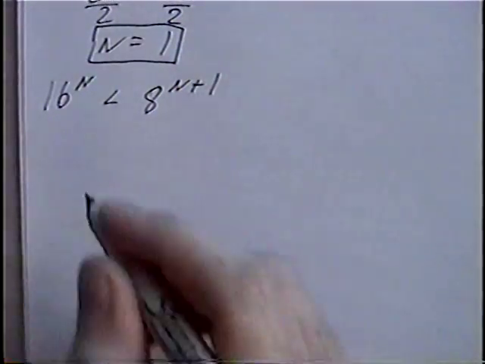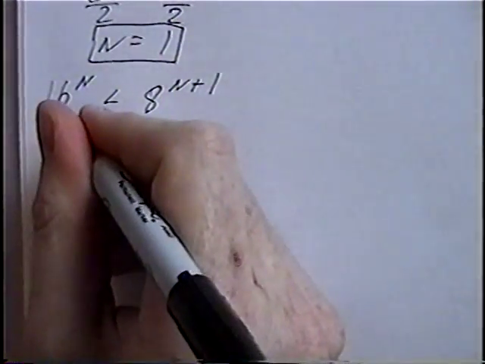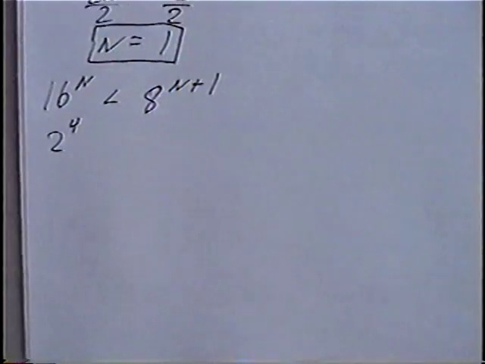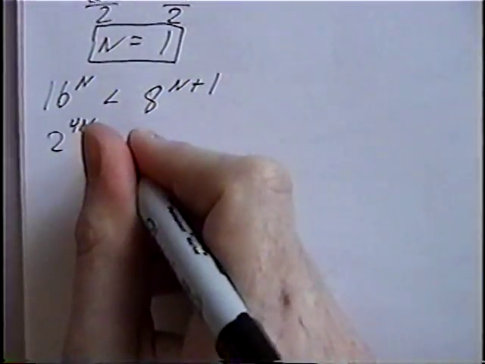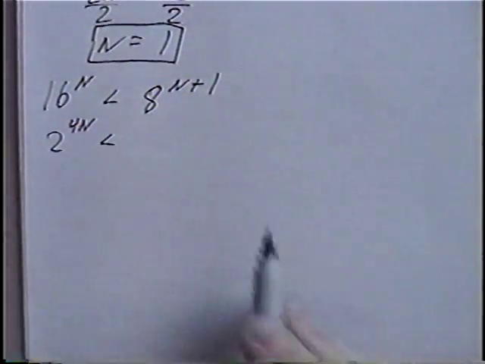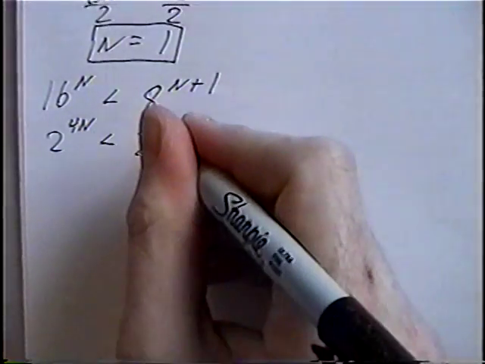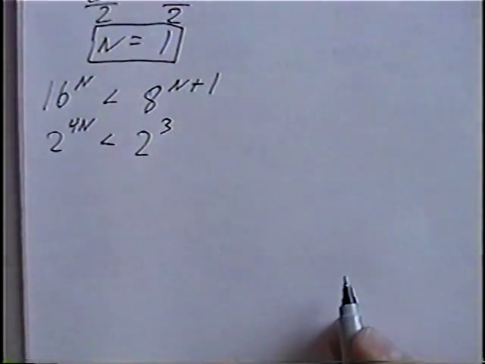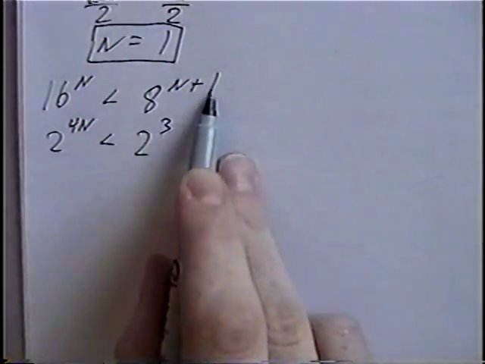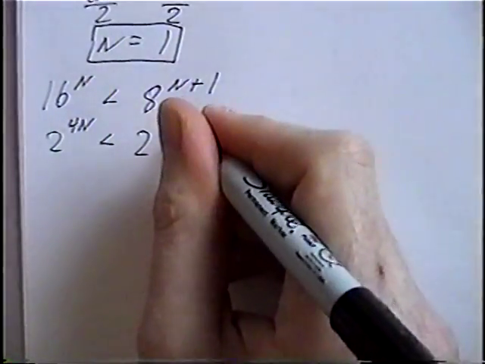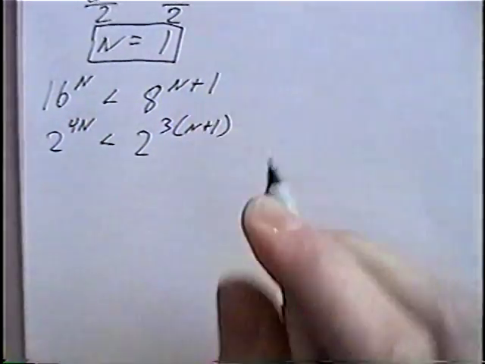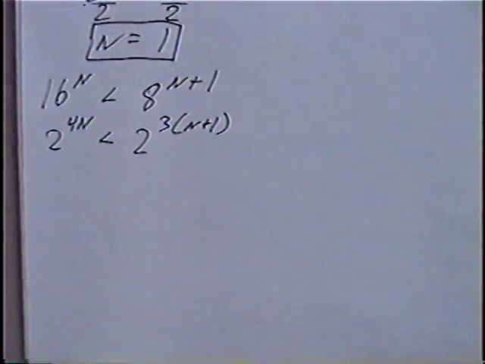For example, the 16 you can rewrite as 2 to the 4th power, and the n would come down. 8 you can rewrite as 2 to the 3rd power. Since we have a binomial exponent, n plus 1, we'll put that in parentheses, so the 3 will be distributed to each of those.